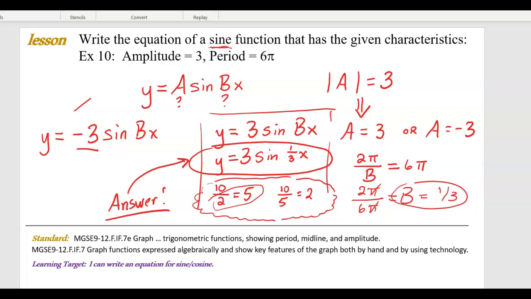So in every one of these problems, A is the amplitude. That's pretty direct. The period, right? You'll use the period to find B. Build your equation. Example 10, done.